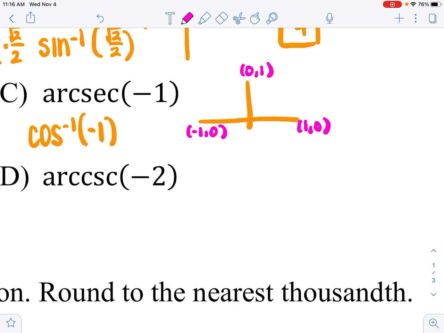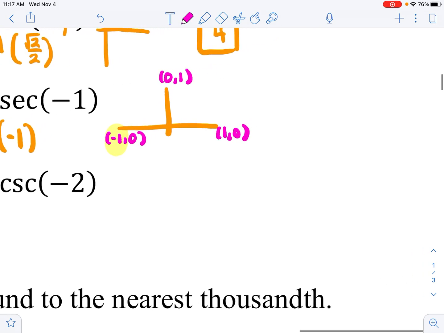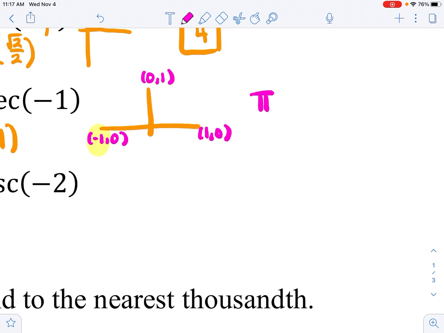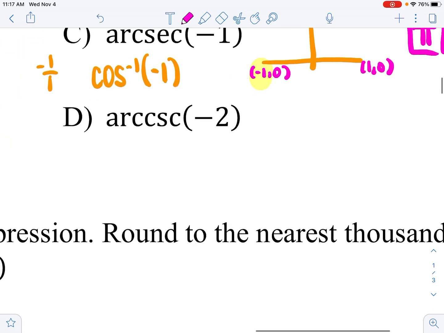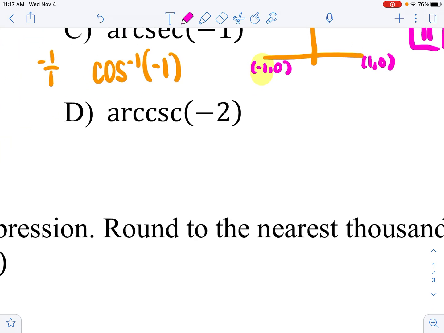So I want to know what quadrantal. I'll write down my ordered pairs. This is negative 1, 0. This is 0, 1. And this is 1, 0. So where is my x value, negative 1? Right here. And what's that angle? Now, people will say 180 degrees. Remember, it has to be in radians. So the answer is pi.